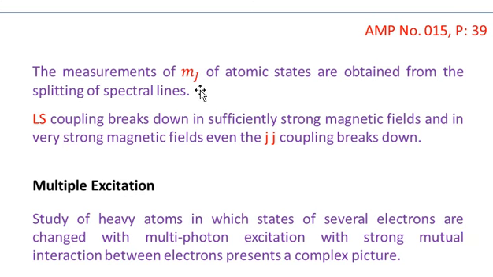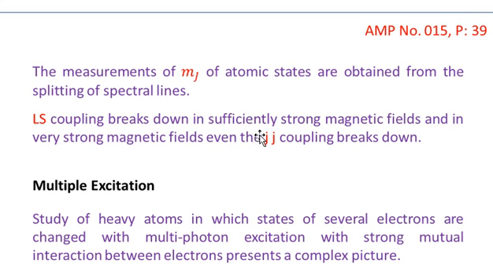The measurements of mJ of atomic states are obtained from the splittings of the spectral lines. So when you apply the magnetic field, these spectral lines further split due to the lifting of degeneracy of the mJ levels. Then by measuring the splitting between those levels in the presence of the magnetic field, the splitting of spectral lines is determined, and from that the value of mJ is determined.